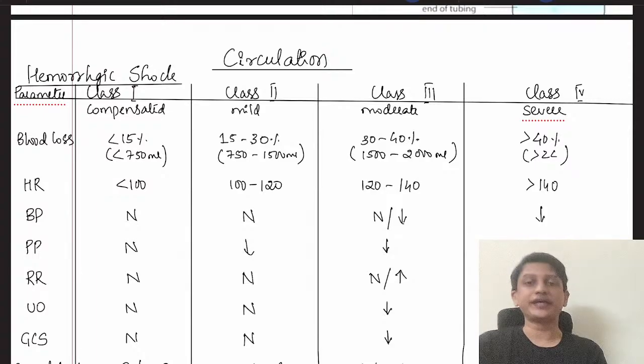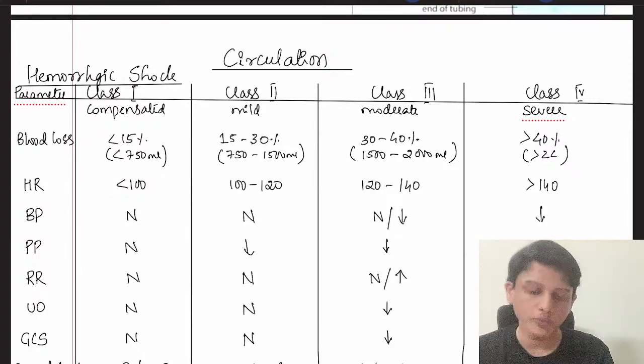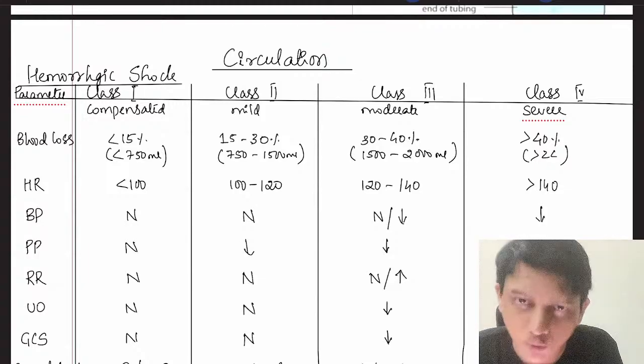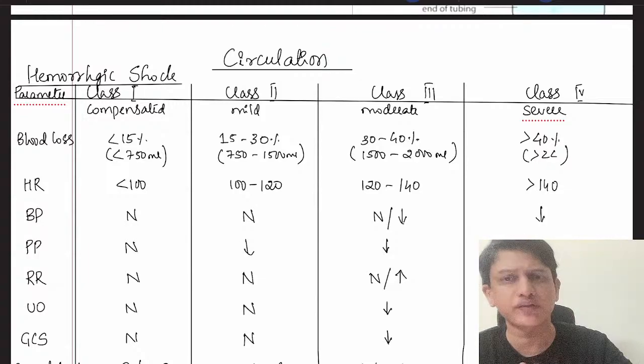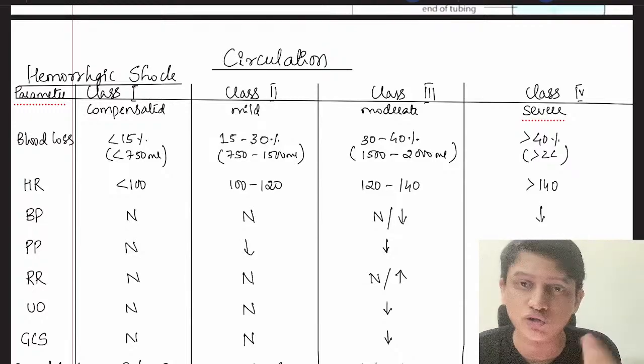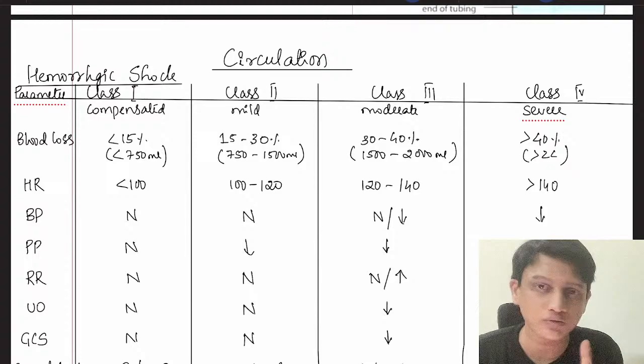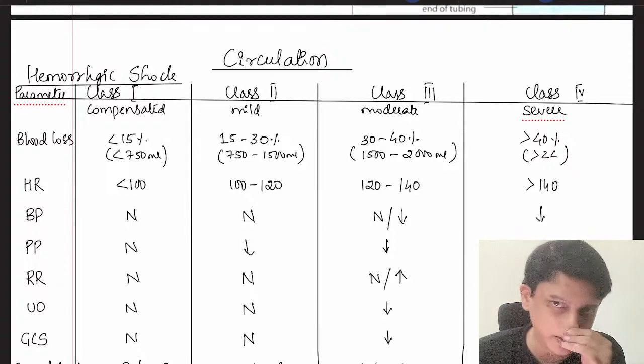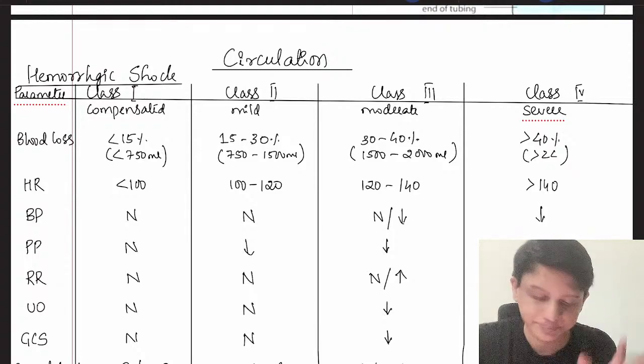Urine output is a very good indicator of shock. Urine output will be normal till mild shock. Once moderate shock comes in, most of the parameters get affected. In mild shock, somehow the body tries to compensate. In moderate shock, no. In severe shock, it's gone. It may go into an irreversible state.